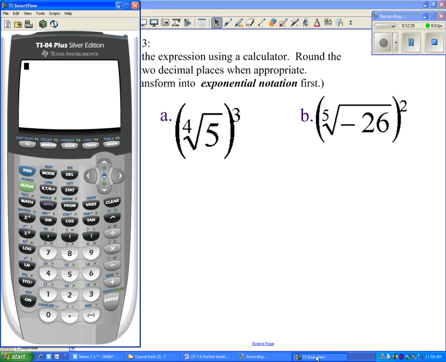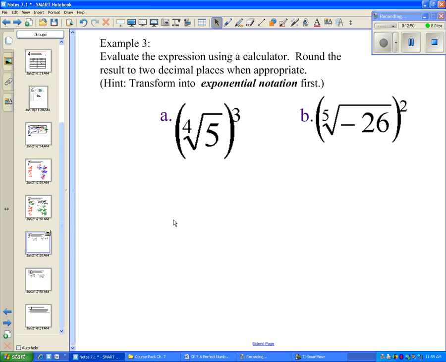Here's my calculator. Could I go ahead and say, I want to take the 4th root of 5, and then I want to cube it? Yeah, I could do that. Is there an easier way? Let's talk about that easier way. That easier way is to recognize that my base is 5, my power is 3, my root is 4. So I want 5 to the 3/4.